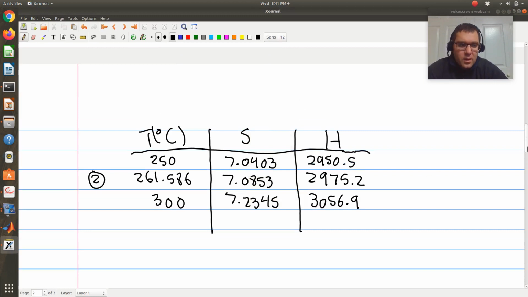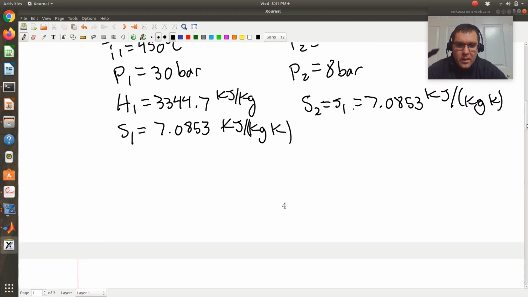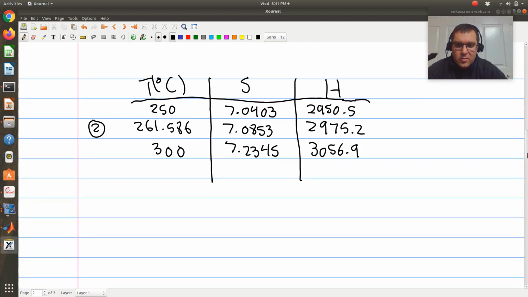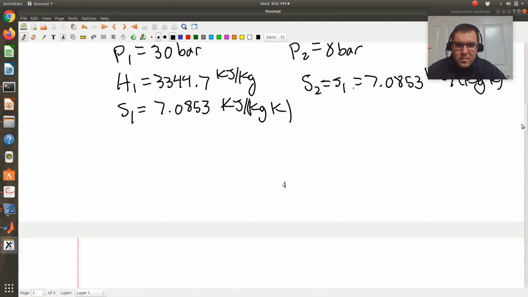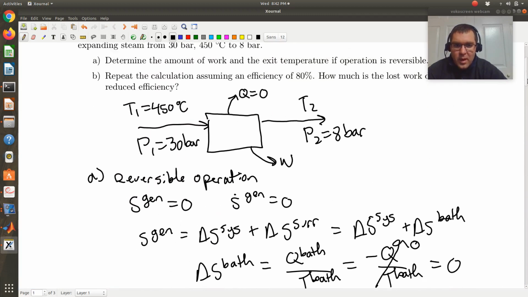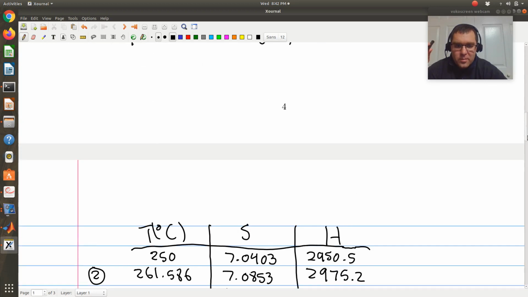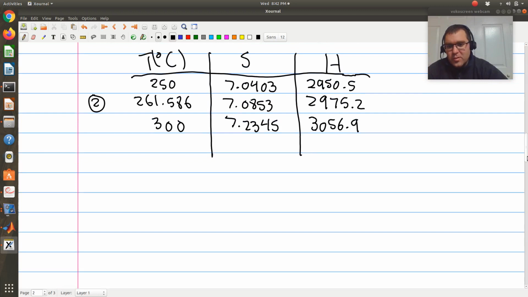Okay, so I have H1 and S1. Now I have T2 and H2 as well. Cool. So the first part of the question: determine the exit temperature if the operation is reversible. Well, we have T2 is equal to 261.586 degrees C.